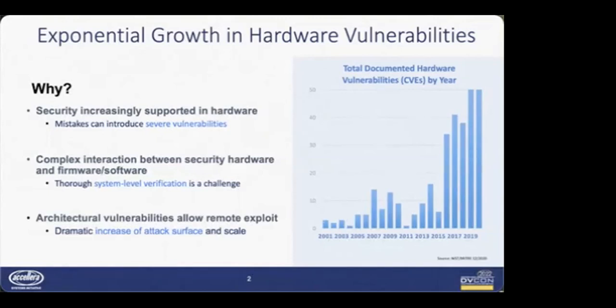And thirdly, architectural vulnerabilities allow remote exploits. This leads to a dramatic increase in attack surface and the number of systems being vulnerable. Hardware security verification is critical because hardware vulnerabilities can't be fixed after the product is shipped.